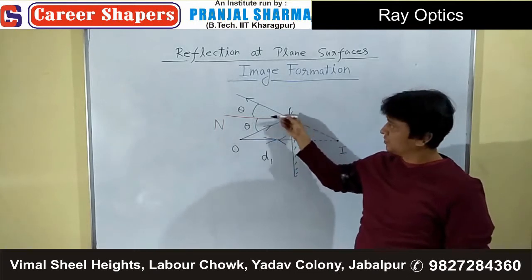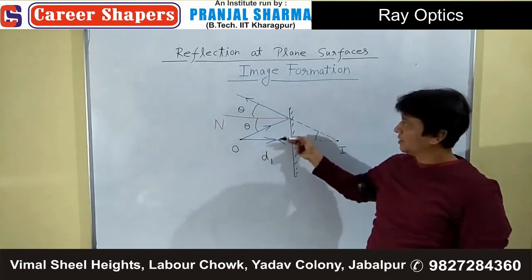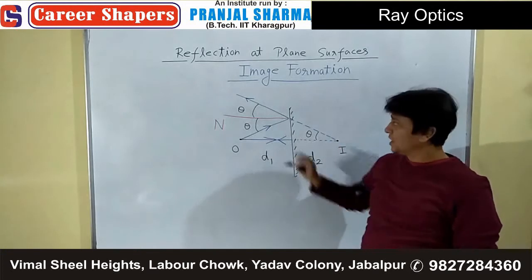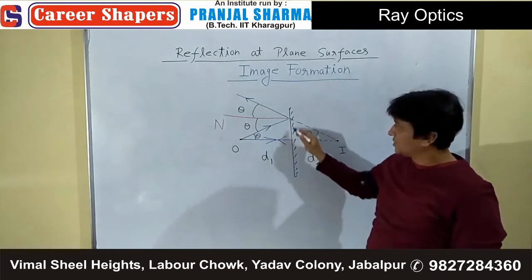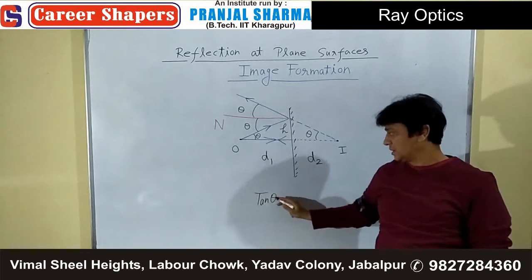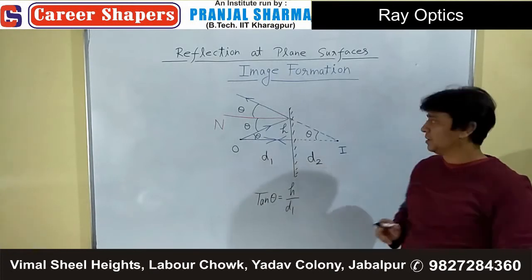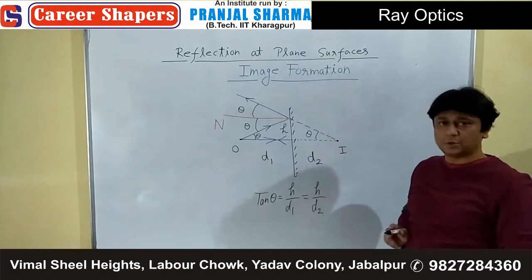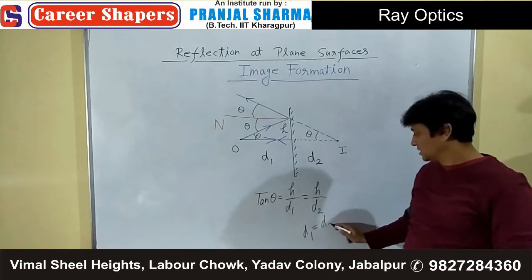Agar ye theta hai, this normal is equal into this line. This line and this line, they both are parallel. If this is theta, so is this. If this is theta, this is also theta. Let's say this height is h. What is tan of theta? Tan of theta from this side is coming h upon d1. Tan of theta from this side is coming h upon d2. The h cancels. We have proved that d1 is d2.